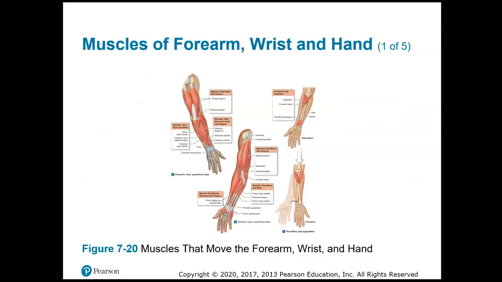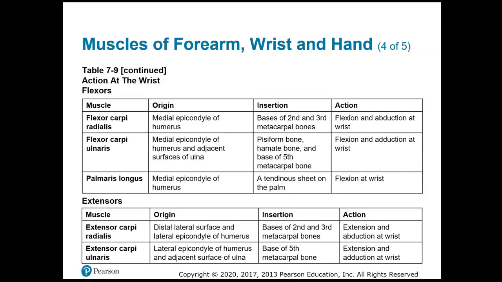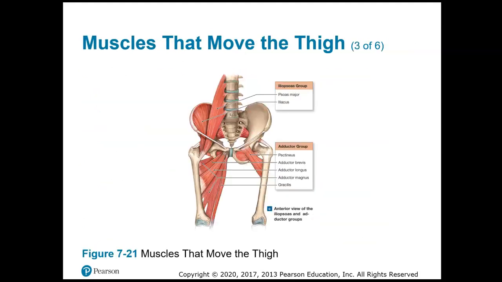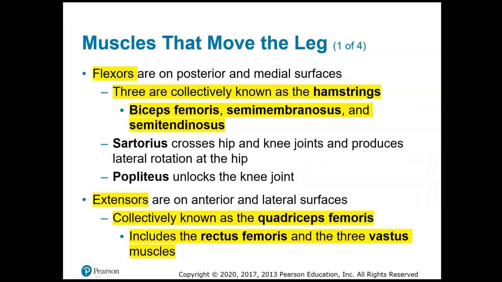Now let's look at the hamstrings and the quadriceps. All right. The hamstrings are the flexors. They flex your leg at the knee. They flex the knee, basically. So the hamstrings consist of the biceps femoris, the semimembranosus, and the semitendinosus. And I showed you that on the muscle diagram.